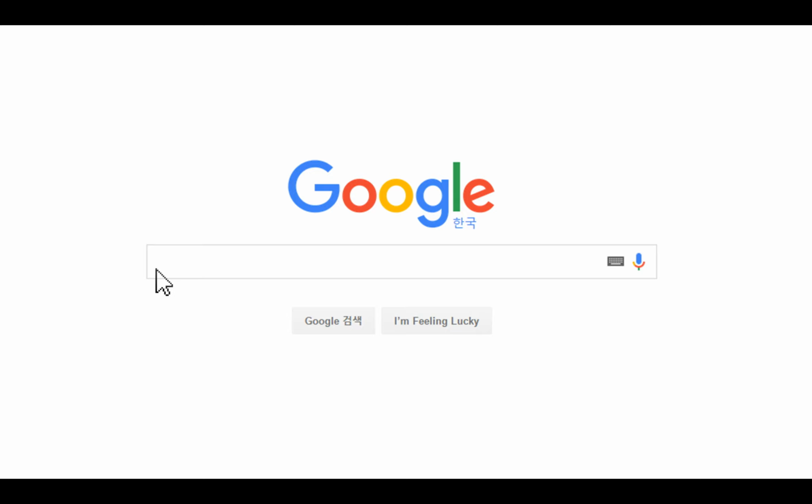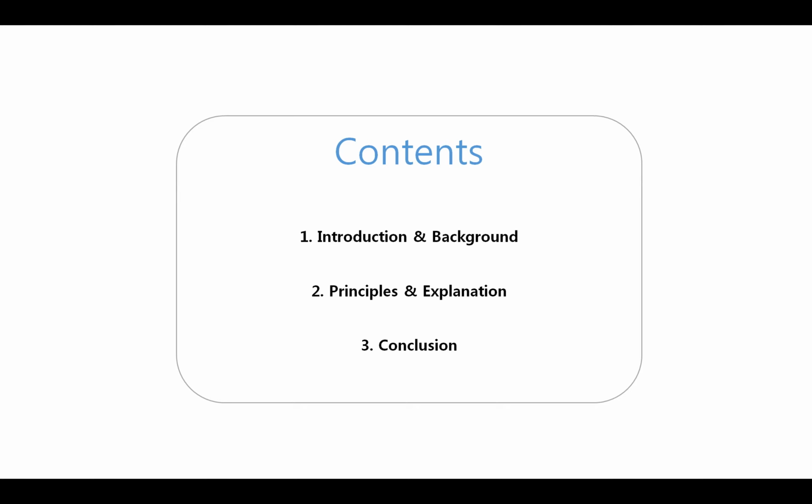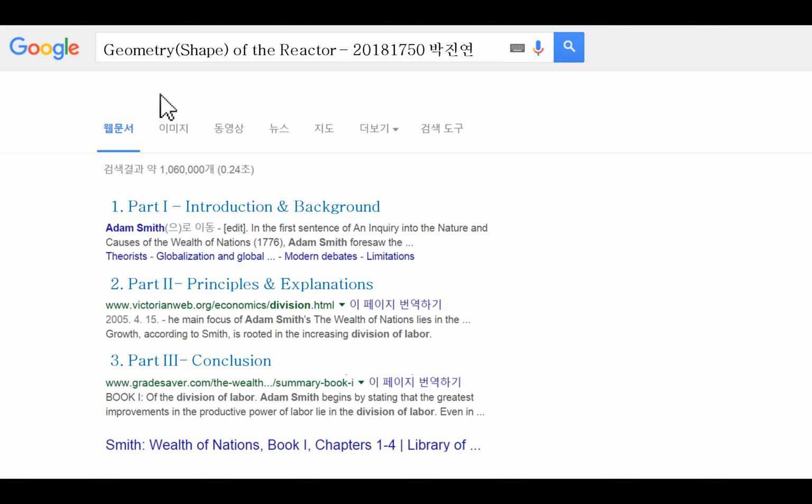Hi, my name is Jinhyun Park, and today I'm gonna have a brief presentation about the geometry of the reactor. I mean, the shape of the reactor. So, this is the contents we will cover today. So let's get started.